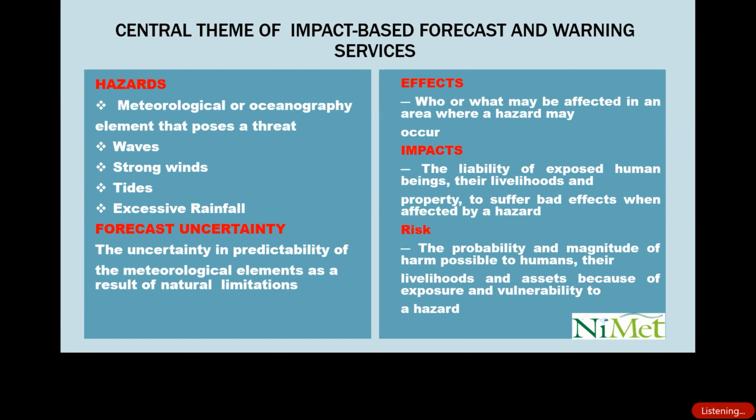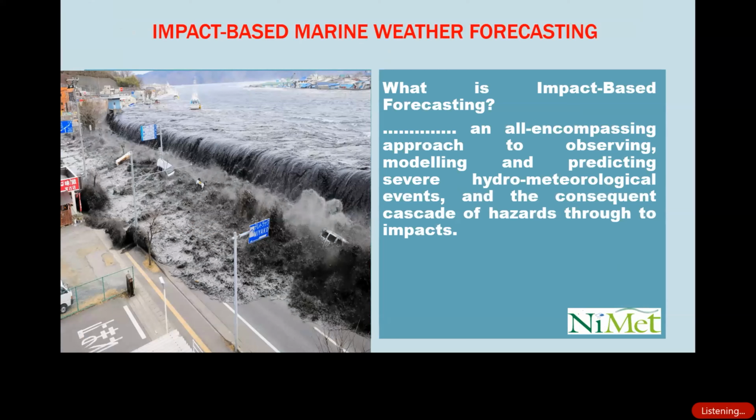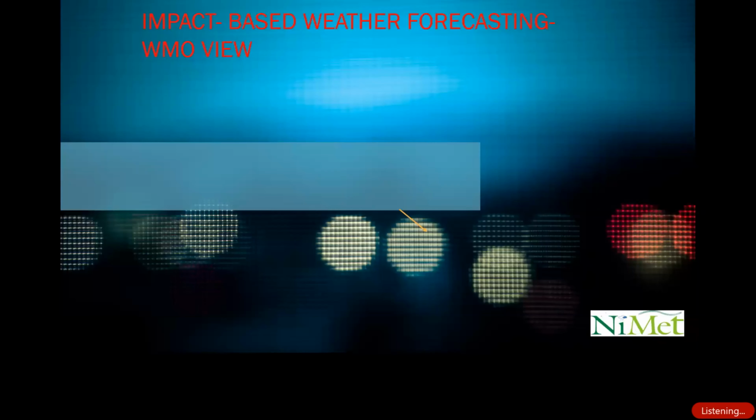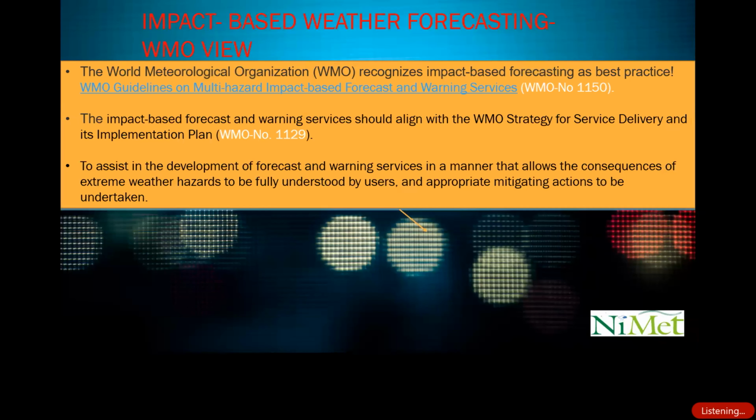This results in a risk in some places, which the impact-based forecast addresses, that is, the probability and the magnitude of harm that may possibly affect these people. Now, what is impact-based forecasting? It is an all-encompassing approach to observing, modeling, and predicting severe hydrometeorological events and the consequent cascade of hazard through to impact. The WMO, the World Meteorological Organization, review recognizes impact weather forecasting as best practice, according to WMO No. 1150.